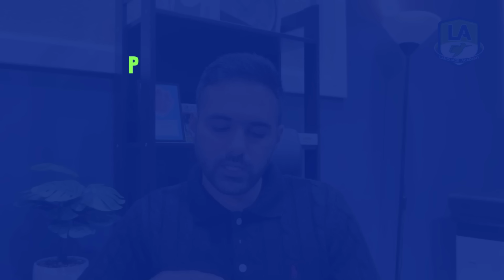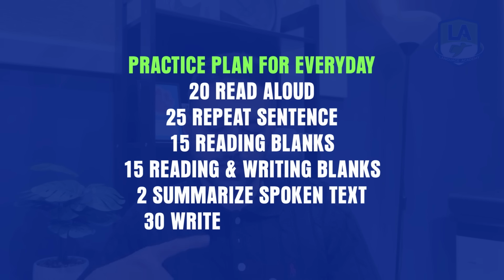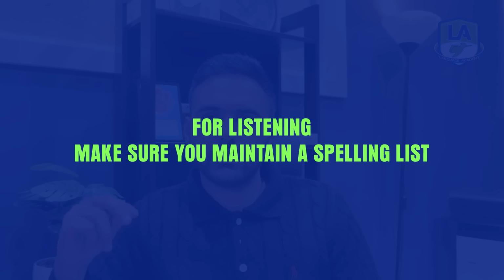That is it. That is what you have to do for write from dictation. For these tasks, which I've told you: practice 20 read aloud every day, 25 repeat sentences, 15 reading blanks, 2 summarize spoken text, and 30 write from dictation. For the listening part, whenever you practice, make sure you maintain a spelling list so that any spelling mistake you make, you note it down and you do not repeat the same in the test. So these were a few general tips for the 5 most important question types in the test.